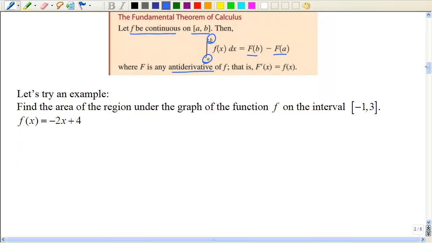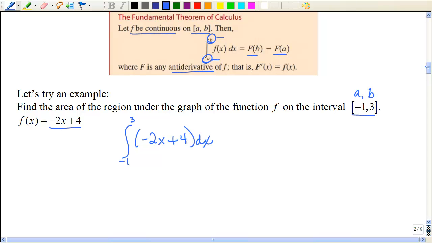Find the area of the region under the graph on the interval between -1 and 3. In the previous section we actually drew this. This would be a line, and we would get a triangle, and we could find the area that way. But let's see what the calculus gives. So we have this integral sign, that elongated s. We have a lower limit and a higher limit, so this is a and this is b. So from -1 to 3. Then we have our function, -2x plus 4 dx.